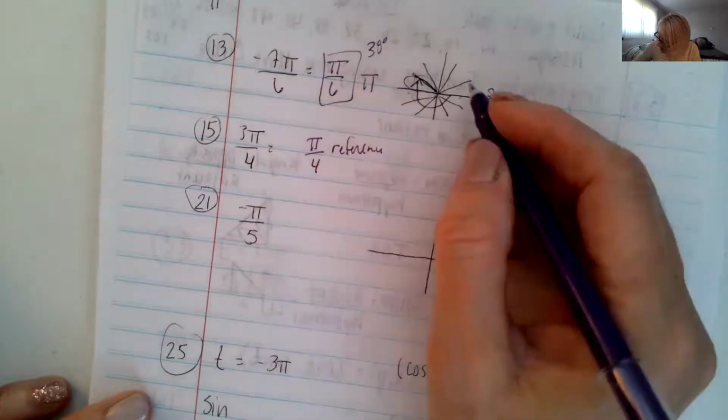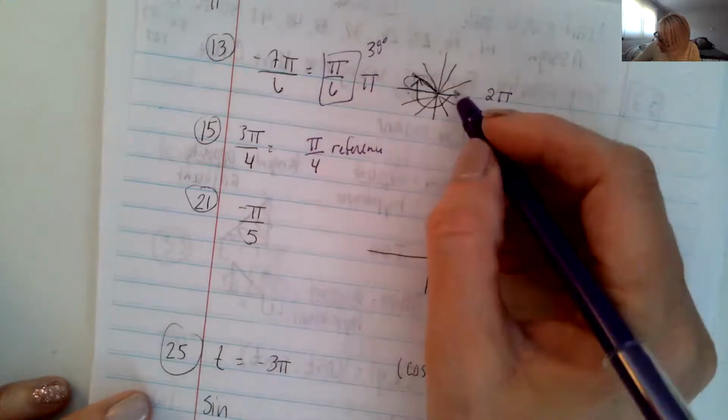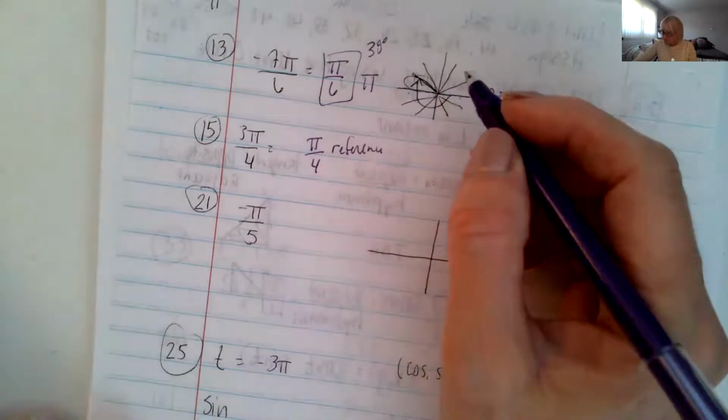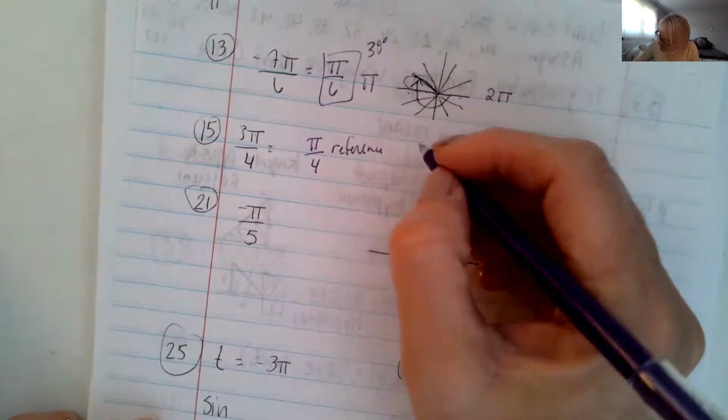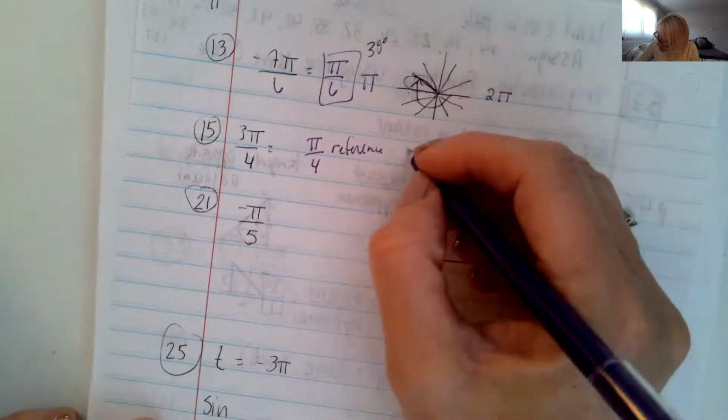And if we take 180 degrees and divide that by 4, then we're going to have 45 degrees as our reference angle.